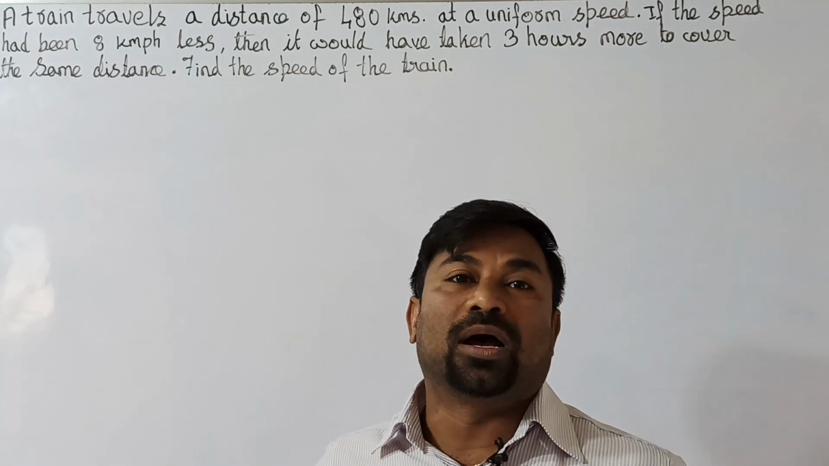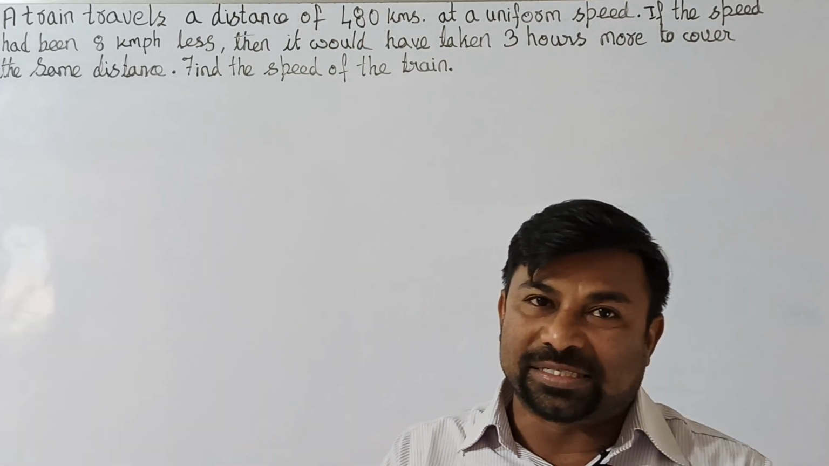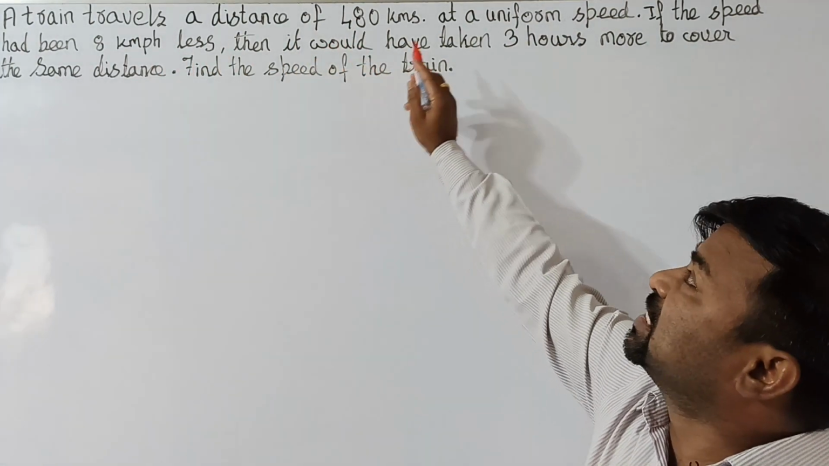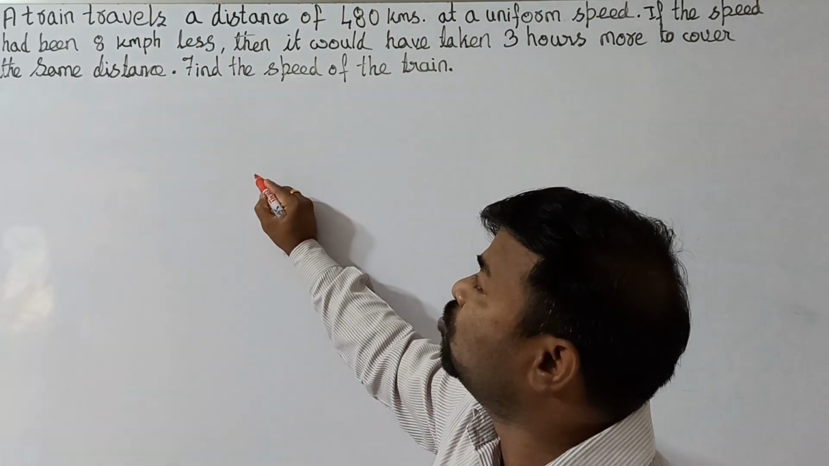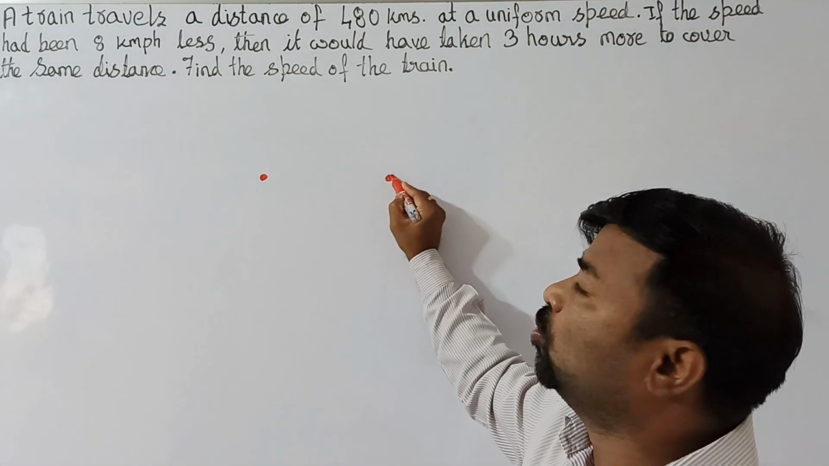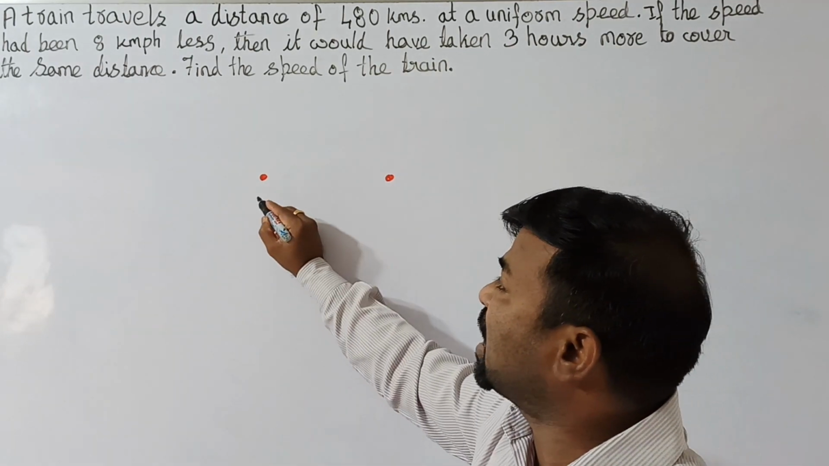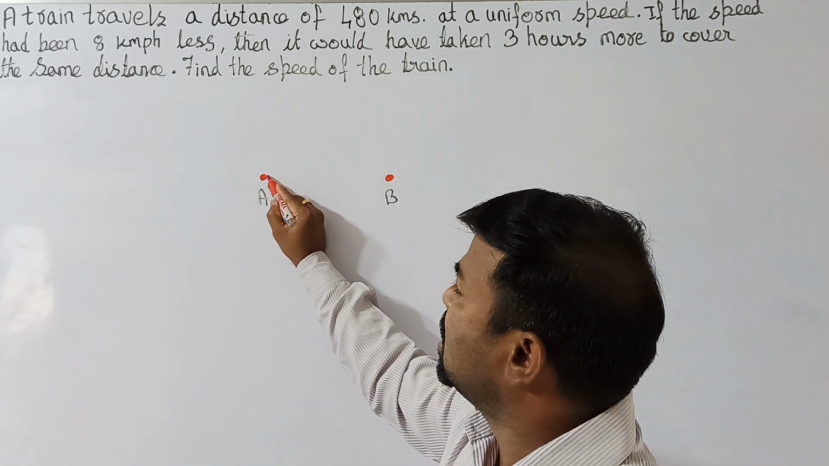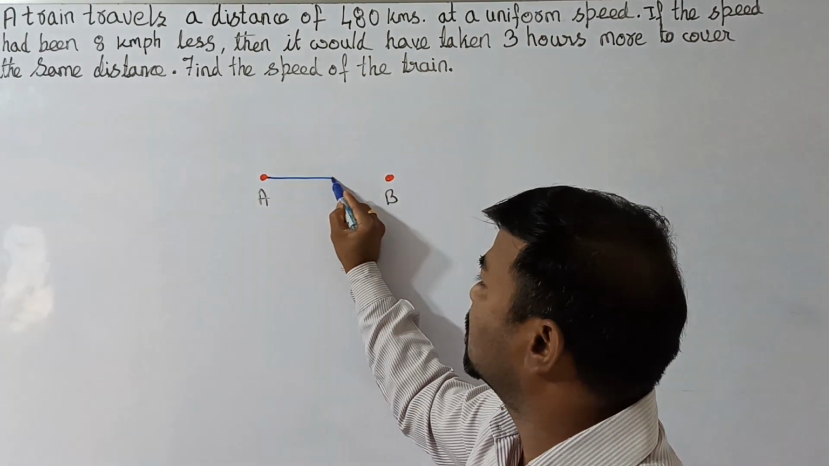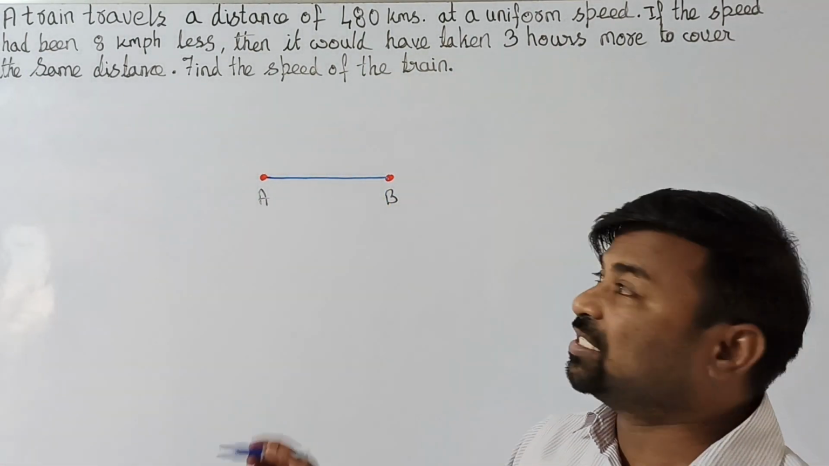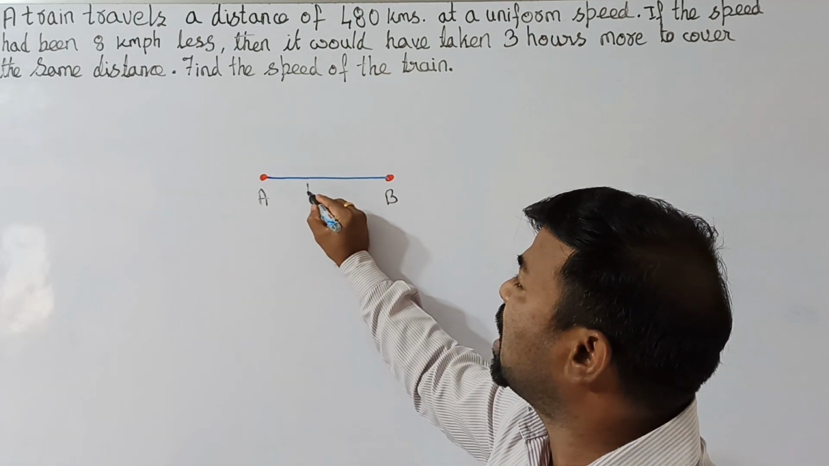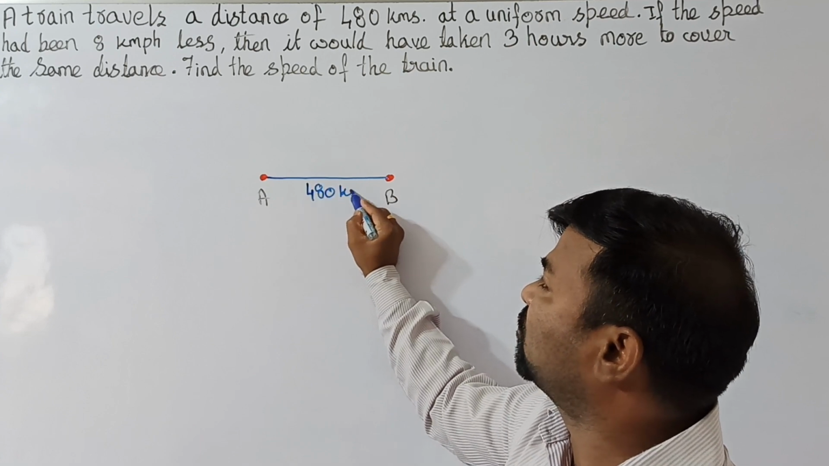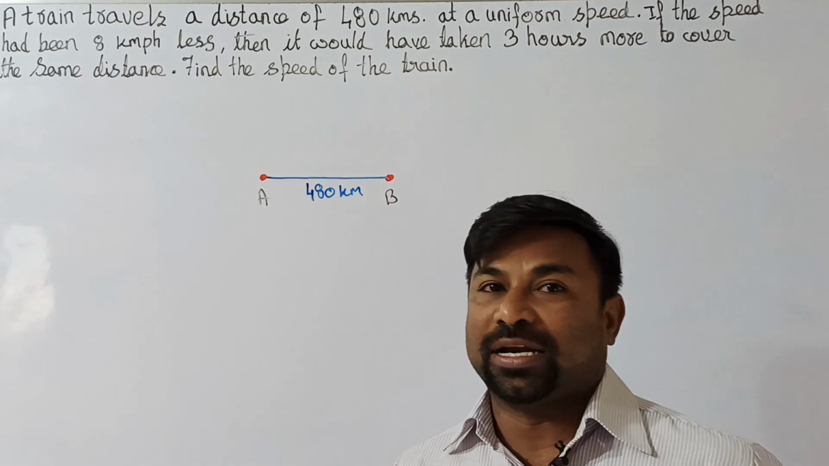So let us come back to the question in a systematic step-by-step procedure with a diagrammatic representation. A train travels a distance of 480 kilometers. To help you understand better, let me take two points. Let me call the first point A and the second point B. The train journey is going on from A to B. This is the distance, and just now I said the distance is 480 kilometers. The total distance is 480 kilometers.